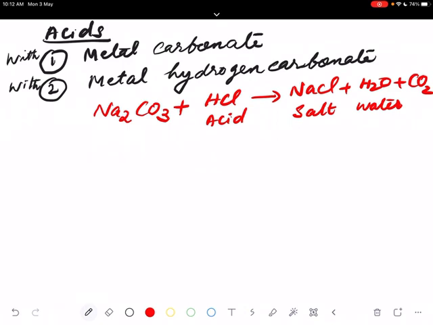So this is a general formula. Metal carbonate, or simply you can say carbonate, carbonates react with acid to form salt, water, and carbon dioxide. Now let me balance this equation. Na2, there is here only one Na seen, so I'll be writing a 2 in front. Only the beginning numbers are to be changed while balancing, not these down numbers. These down numbers should not be touched.